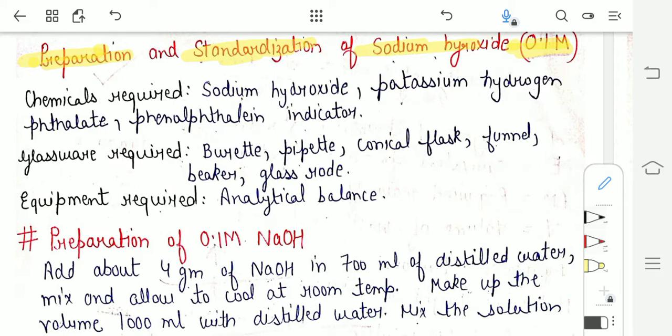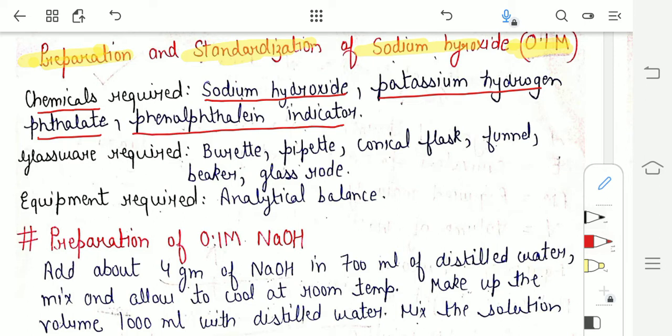Now firstly let us begin with the general requirements for this experiment. The chemicals which we need are sodium hydroxide, potassium hydrogen phthalate, phenolphthalein indicator. The glassware which is needed is burette, pipette, conical flask, funnel, beaker and a glass rod, and the equipment which we need is analytical balance. Okay, so these are just the general requirements.